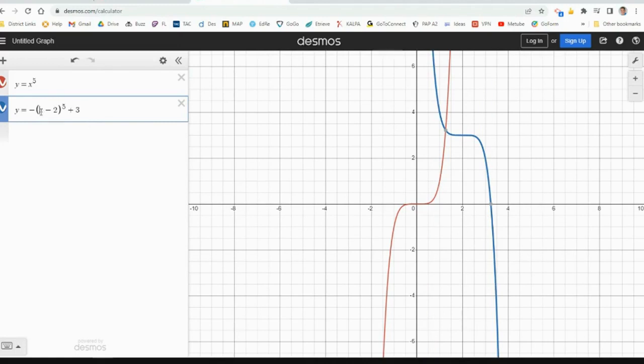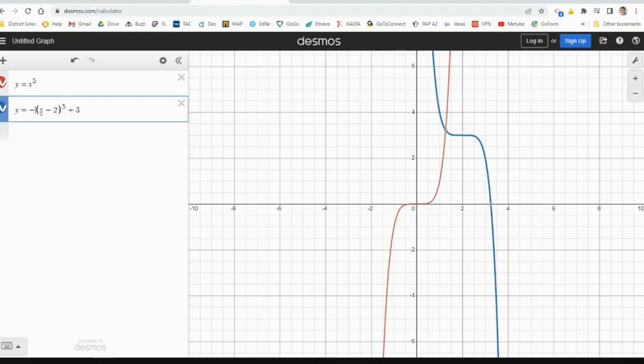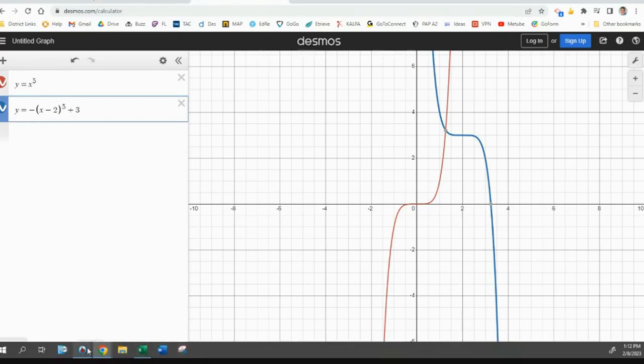Now, when we put it inside, it does reflect over the y-axis. See, that does jump to the other side of the y-axis. When we put a negative x instead of a positive x, that happens. So if you put a negative out front, it just flips it downward, but not over the x-axis. So be careful about that.